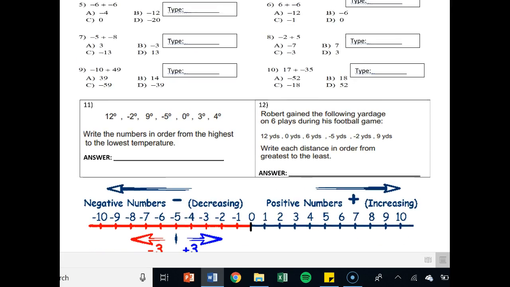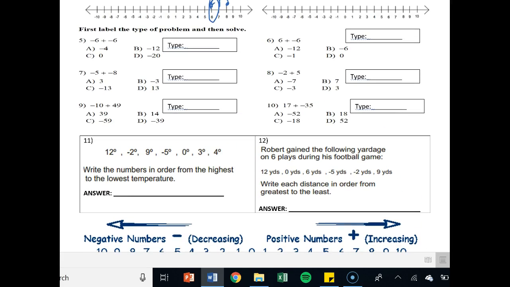All right, 5 through 10, a little bit more just kind of mental math here. So again, label the type of problem, then solve. We got -6 plus -6. That is same signs because they are both negative. Add, keep. What is 6 plus 6? It's 12. Keep the negative sign, so we get -12, right? Add them up, keep the sign, SSAK.